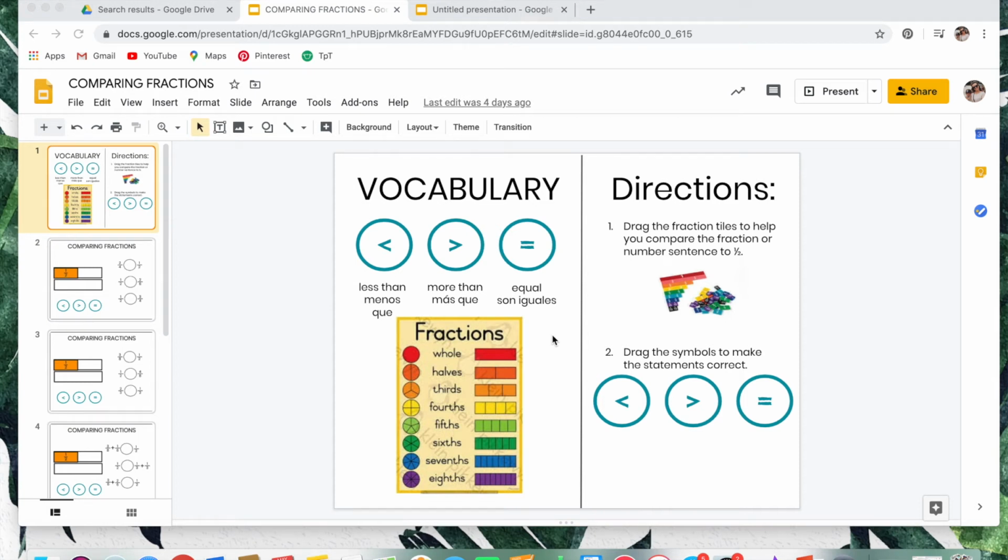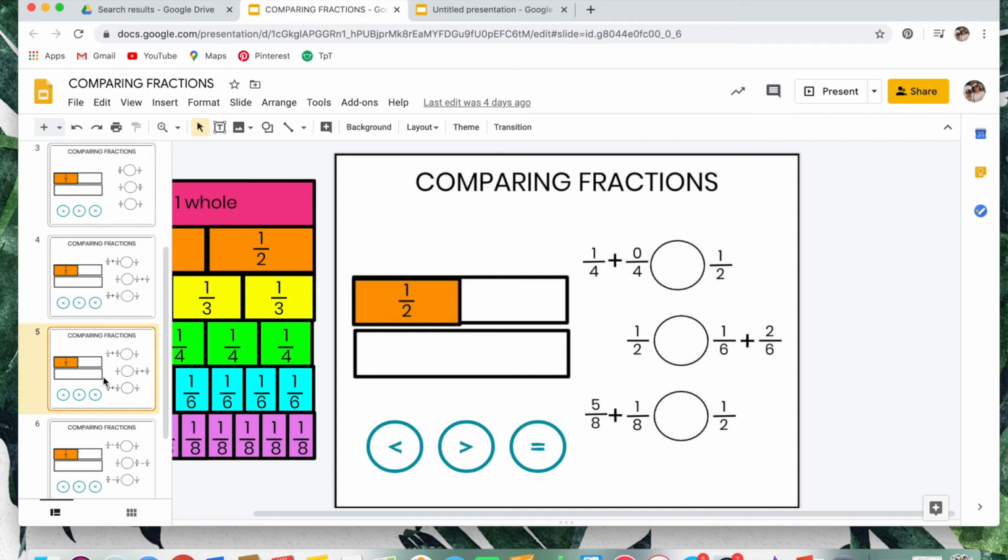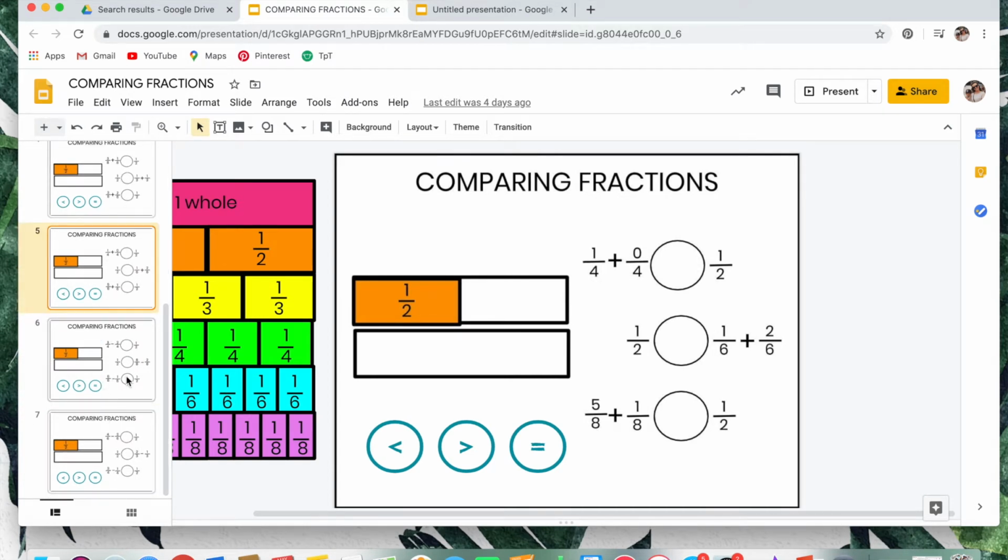We're going to be comparing fractions today. We'll be comparing fractions as is. We'll also be comparing fractions that we need to add. We'll also be comparing fractions that we need to subtract.